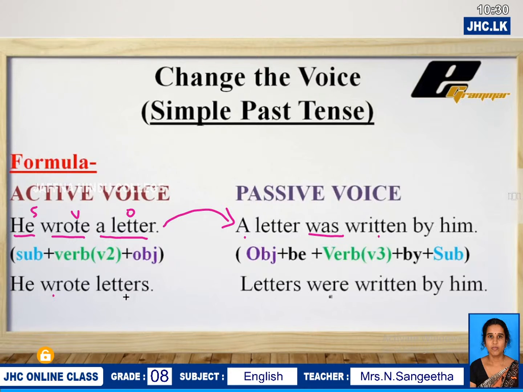He wrote letters, the same thing, but the object is plural here. Who? He, subject. What did he do? Write. What did he write? Letters. The object is plural here. Bring the object to the beginning, letters, past and plural, so we can use were. Letters were written by him. He is the subject pronoun, so when we change it into object pronoun, it is changed as him.